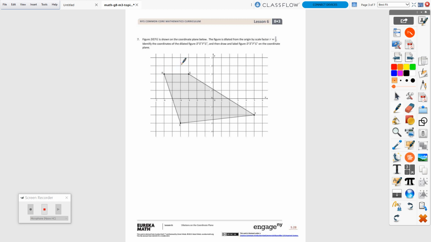So the first thing we need to do is find our points. D, G, E, and F. Let's go ahead and find them. D is (-6, 3). G is (-3, 3). E is (-4, -3). And F is (5, -2). Double check me on those.